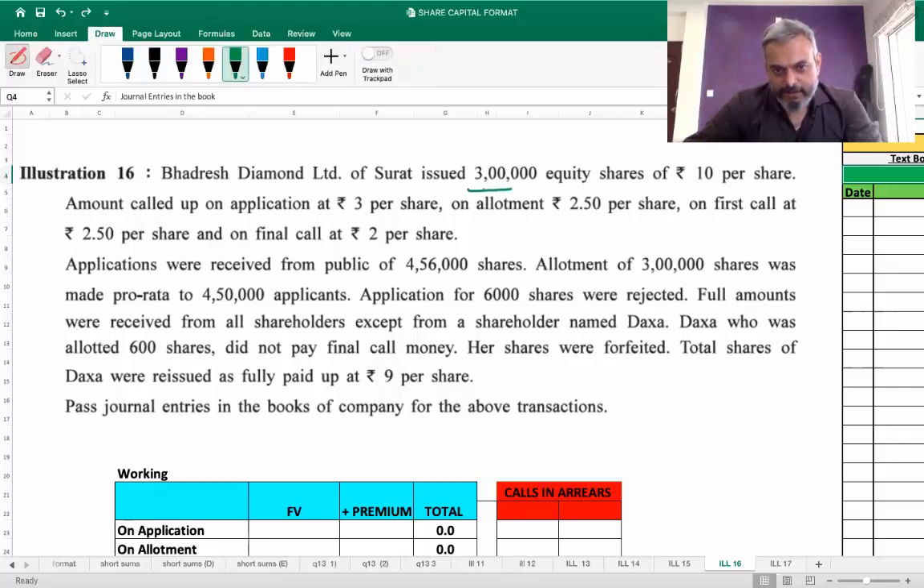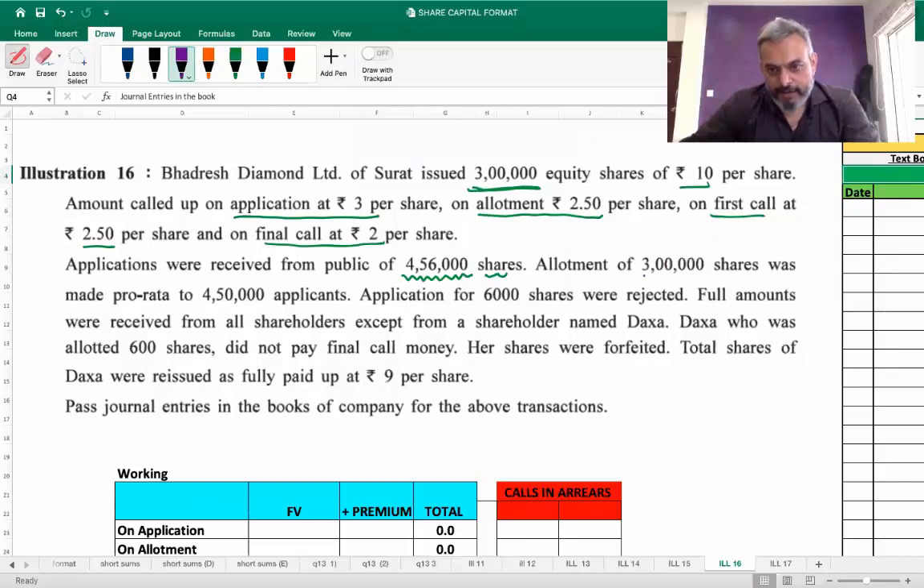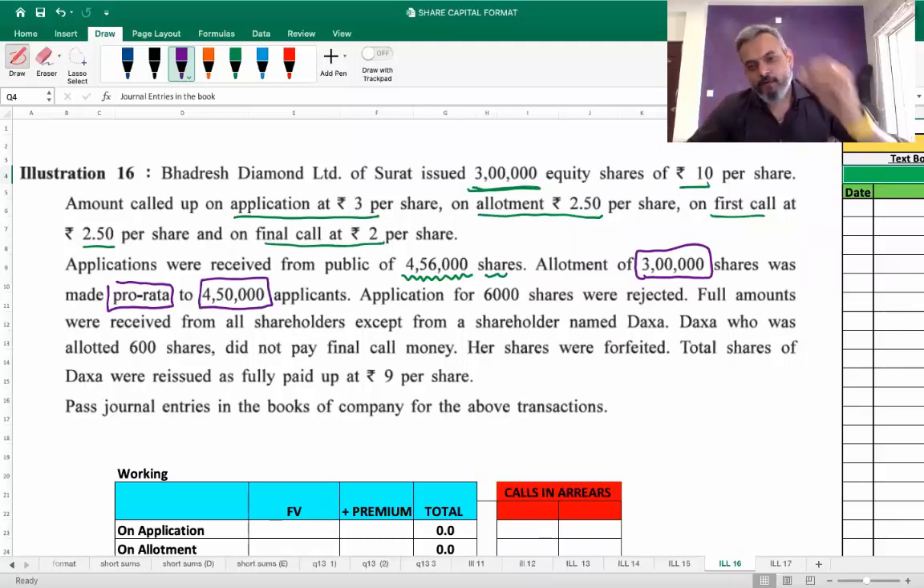So 3 lakh equity shares of 10 per share. Amount called up on application at 3, allotment 2.5, first call 2.5 and final call 2 per share. Now, applications were received for 4,56,000 shares. Allotment of 3 lakh shares was made pro rata. Mark this, beta. To 4,50,000 applicants, that is, those who applied for 4,50,000 shares got 3 lakh shares in that proportion.